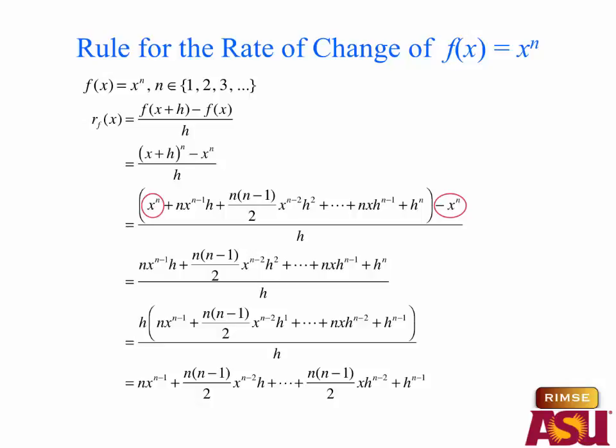And what do we do now? We want the exact rate of change. So all the h's that you have on there, as h goes to 0, you cross them out. We're going to let h be exceedingly small, and so anything with an h in it will be essentially 0. And so our exact rate of change function is n x to the n minus 1.